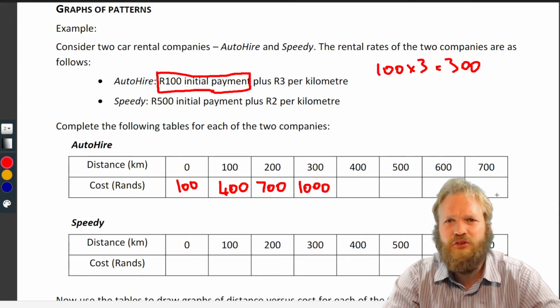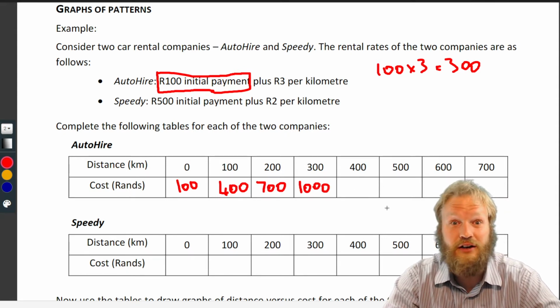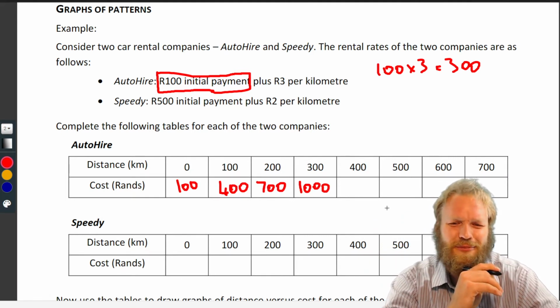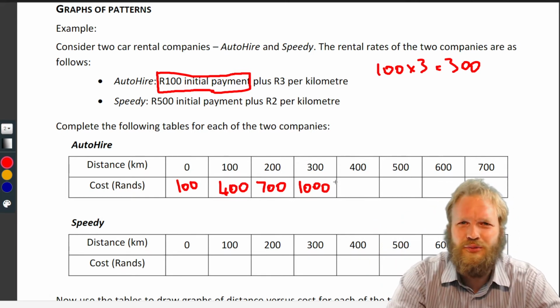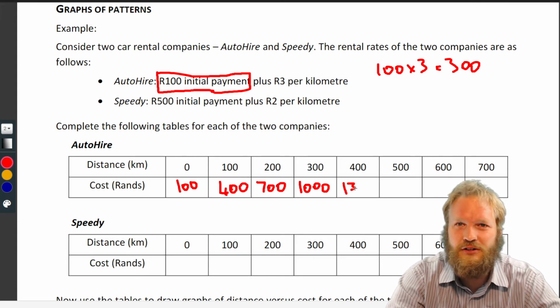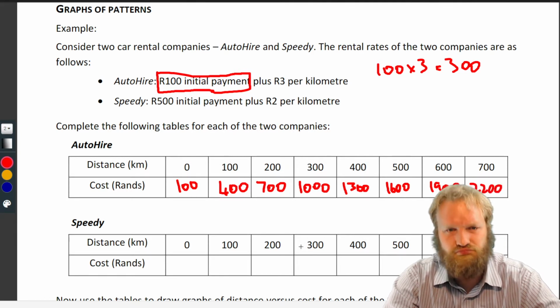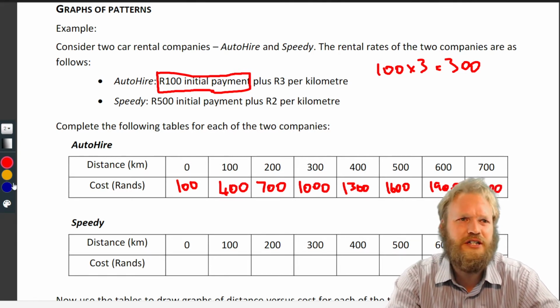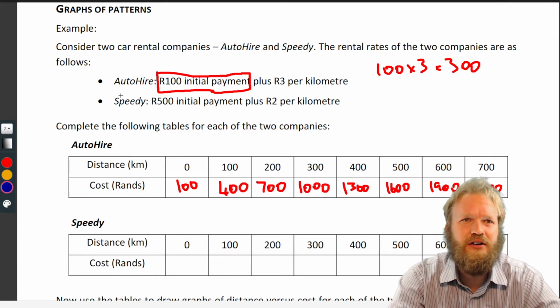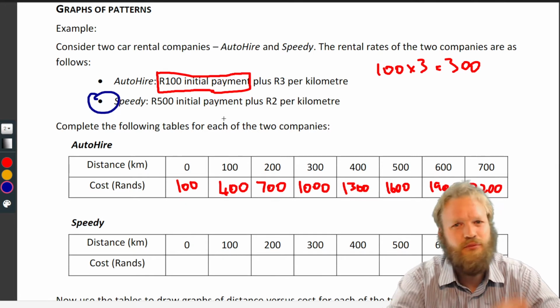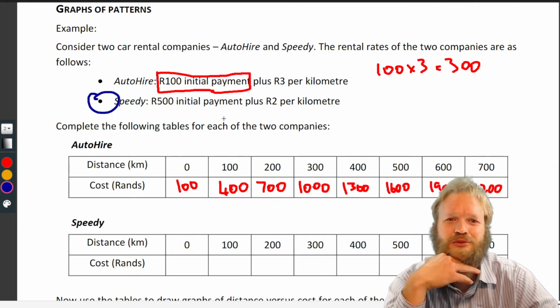So can you complete the rest of this table? Remember we're in patterns, right? So think patterns, complete the rest. Cool, so we're going up by 300s by the look of it. 300, another 300, another 300, another 300. Cool. Now let's look at Speedy. Speedy over here, remember, is this part here. So if we've got Speedy and we don't go anywhere, how much are they going to charge us?